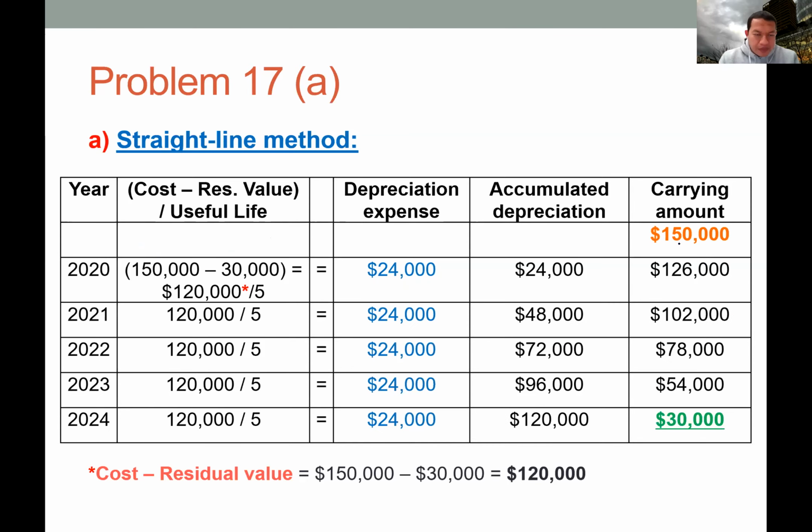So from year 2020 up to 2024, we record 24,000 of depreciation expense. Okay, so by the end of the economic life, the book value should be equal to the residual value.